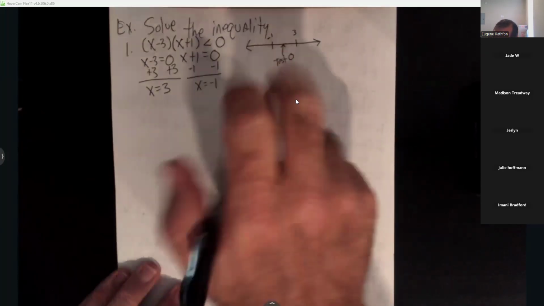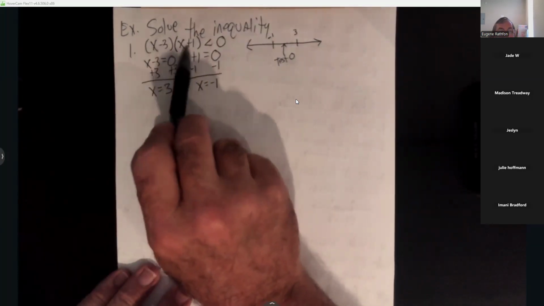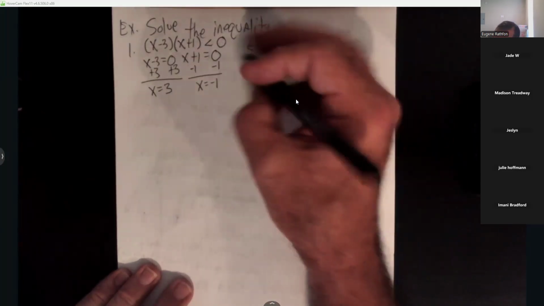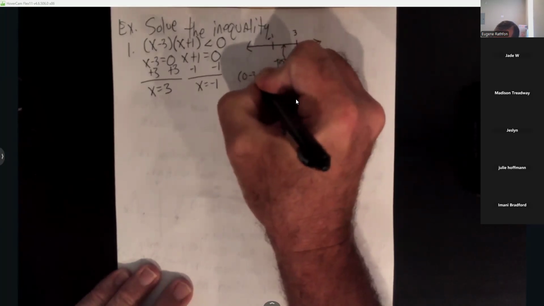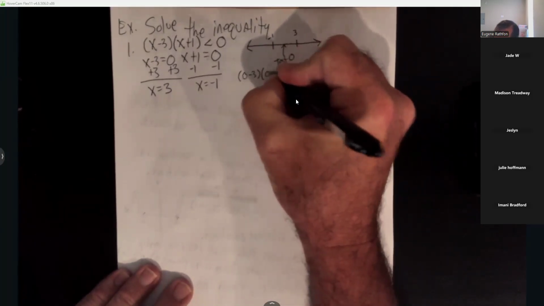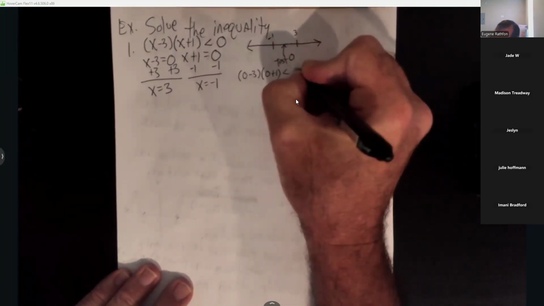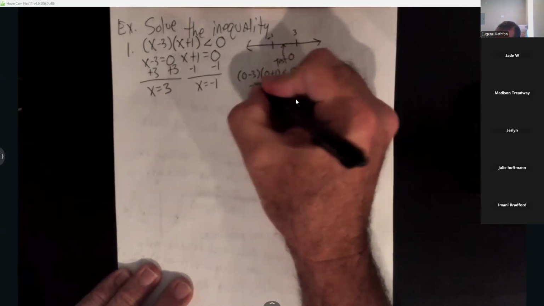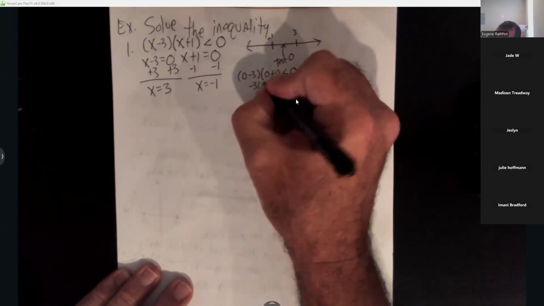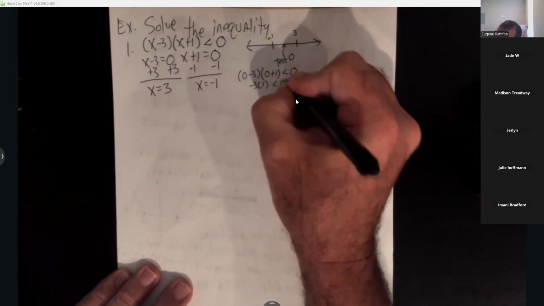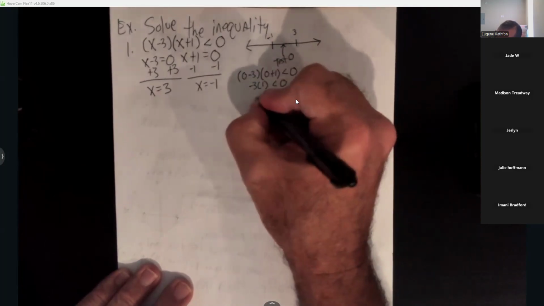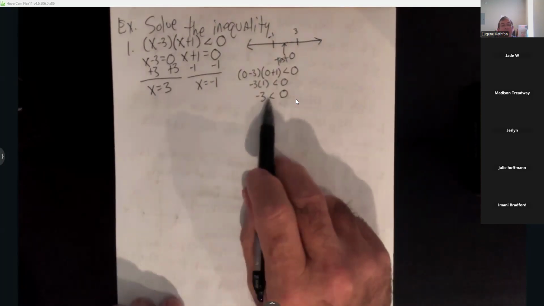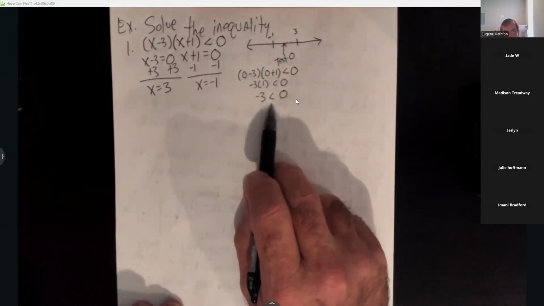So if I'm going to test 0, I'm going to put a 0 into both of these x's and see if this is true. So watch this. I got 0 minus 3 times 0 plus 1. That has to be less than 0. All right, y'all, so this gives me a -3 times 1 has to be less than 0. -3 times 1 is -3, less than 0. Is this true or false?